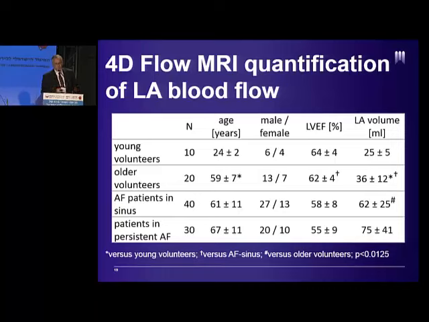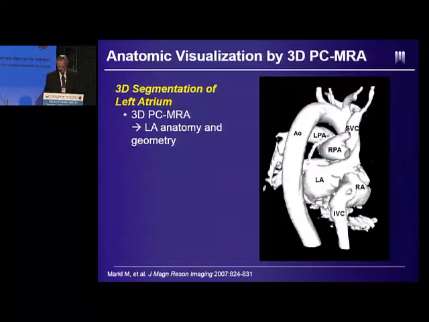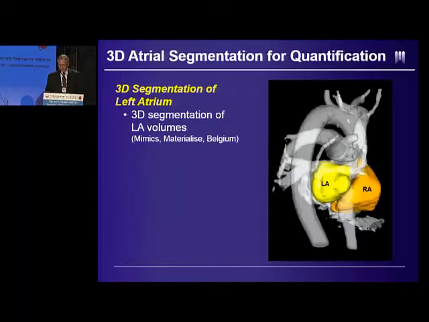So the data I'm going to show you is based on these patients that we've studied. There are 70 patients with atrial fibrillation. 40 of them were studied while they were in sinus rhythm. 30 of them were in atrial fibrillation at the time of scanning. There are 20 older volunteers and 10 younger controls. All of them had fairly preserved ejection fractions. And as I showed you before, we do 3D reconstructions, and then we segment the left atrium.